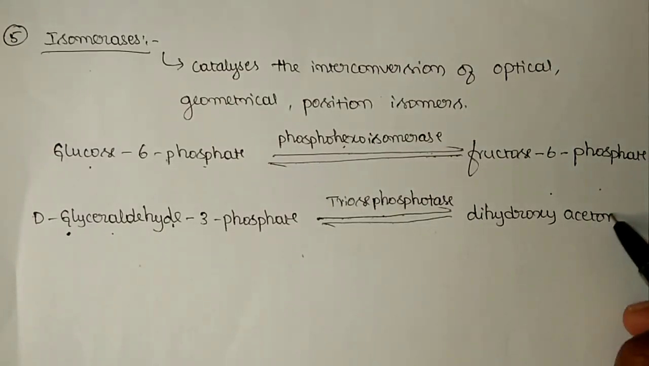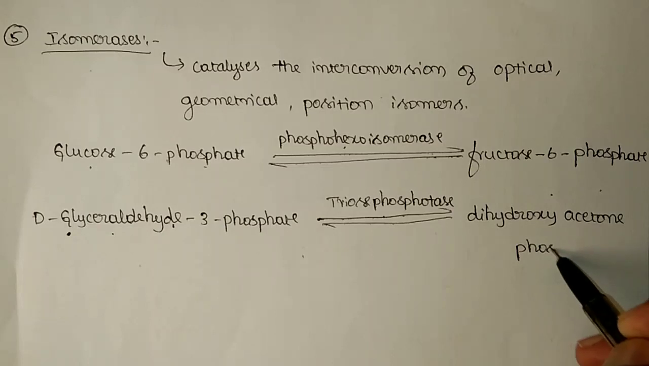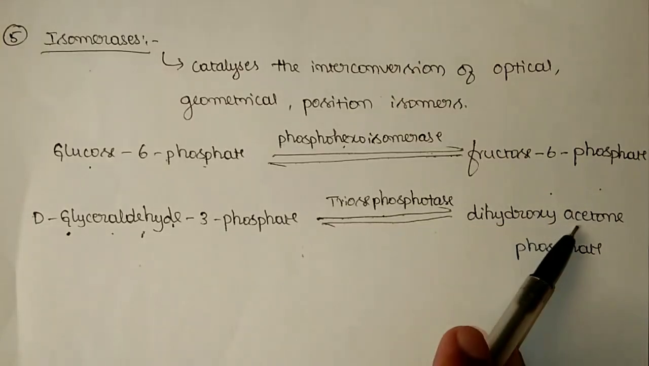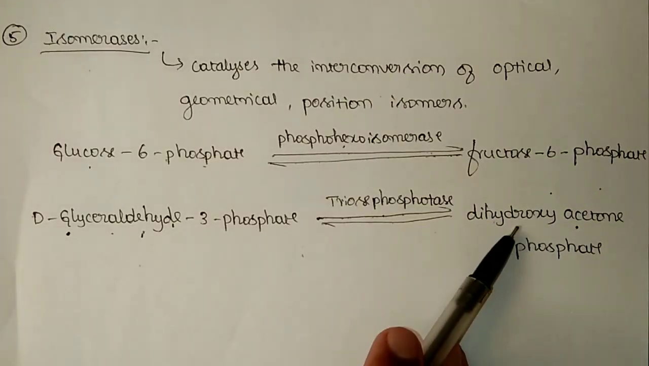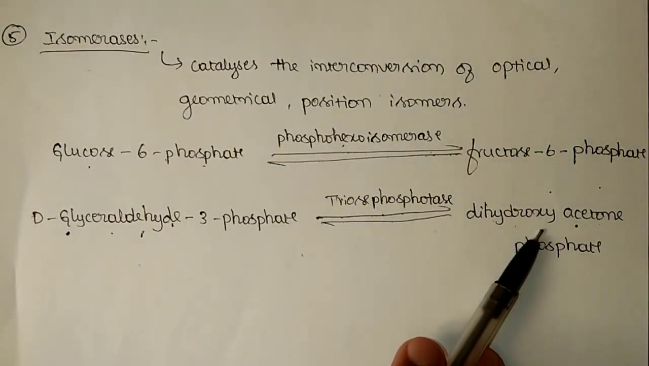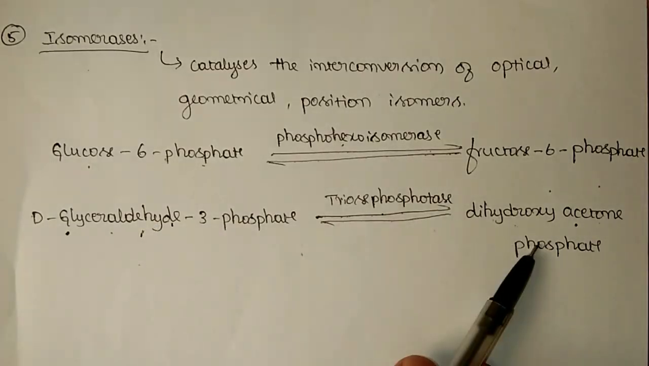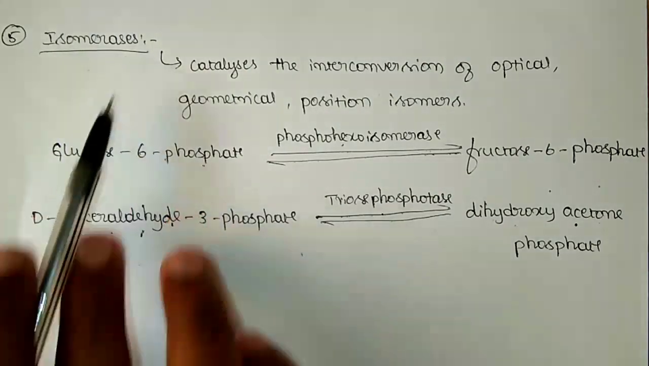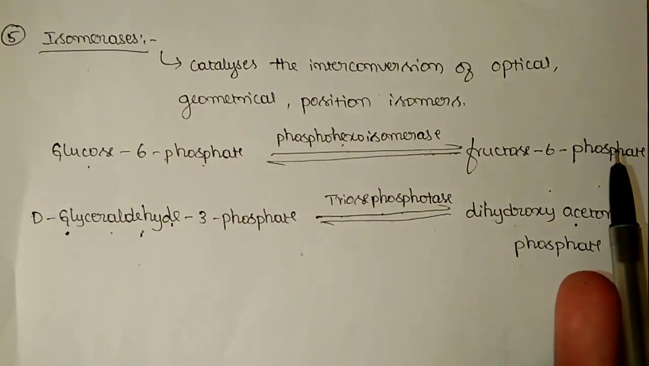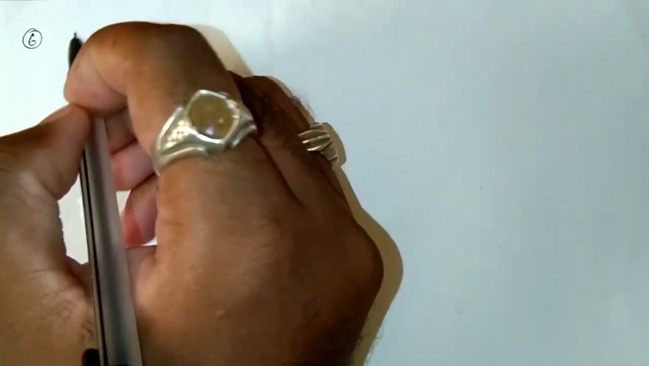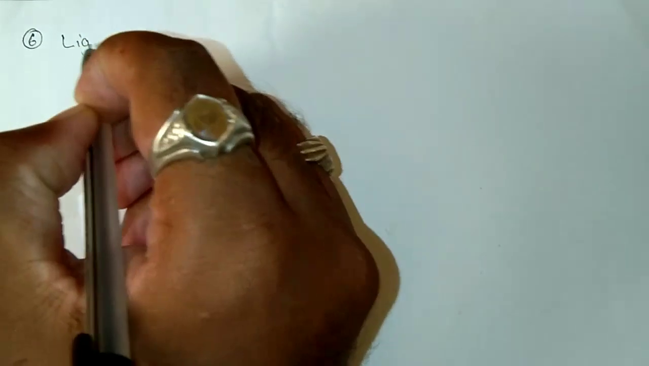Triose phosphatase is the enzyme in presence of which D-glyceraldehyde 3-phosphate will get converted into dihydroxyacetone phosphate. So here an aldehyde is converted into a ketone consisting of one hydroxy group also. That means aldehyde has been converted into ketol. So one isomer is changed into another isomer. That's what we are calling isomerase: interconversion of one isomer into another isomer. Now we shall go with the last type of enzyme molecules, that is ligases.